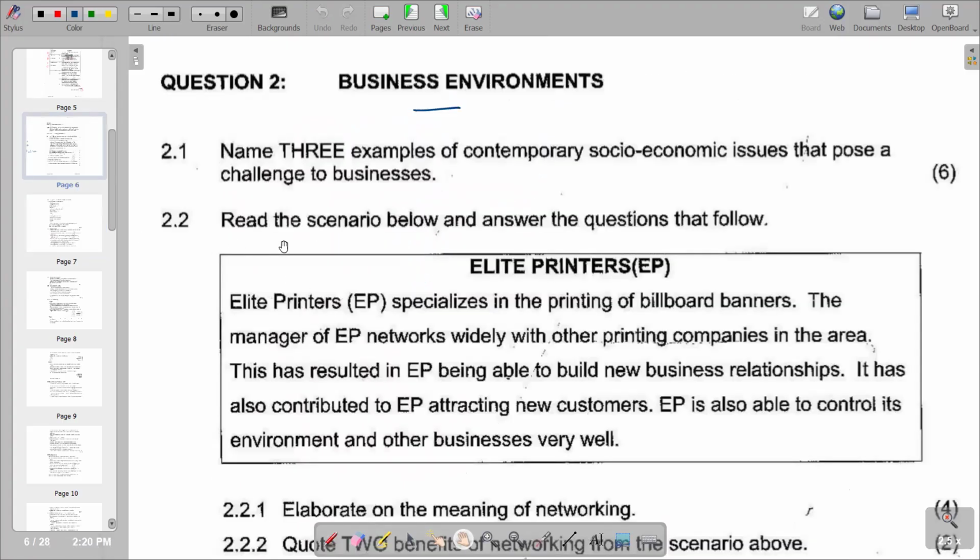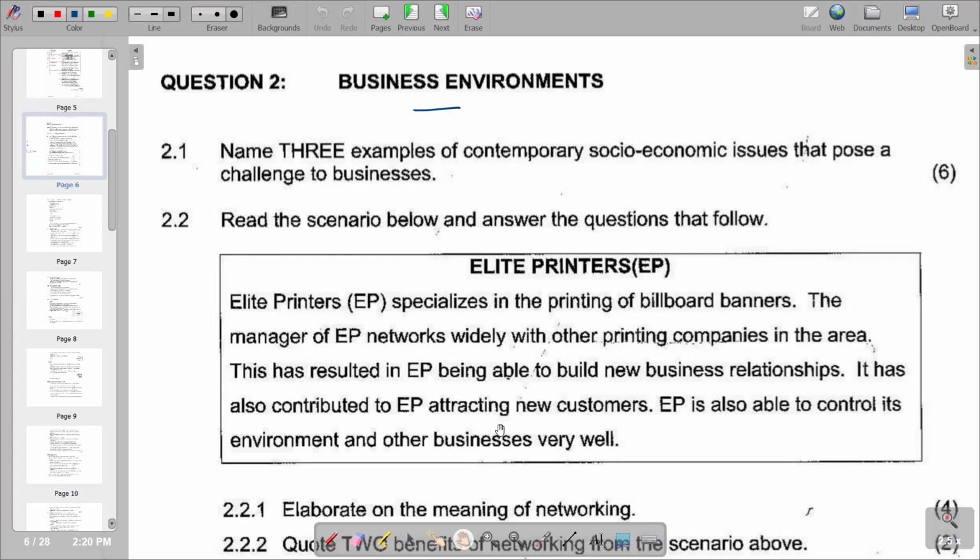We have got 2.2, which is read the scenario below and answer the questions that follow. We're given a scenario of Allied Printers EP. Allied Printers EP specializes in the printing of billboard banners. The manager of EP networks widely with other printing companies in the area. This has resulted in EP being able to build new business relationships. It has also contributed to EP attracting new customers.